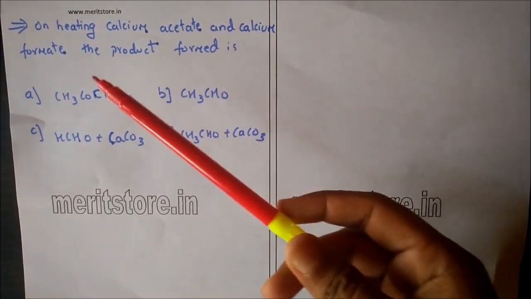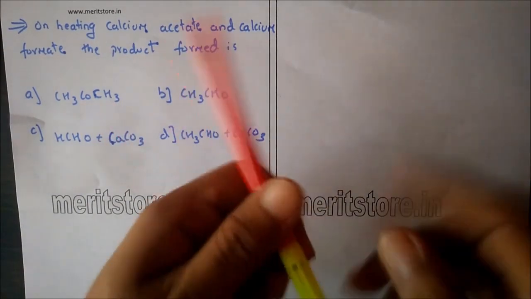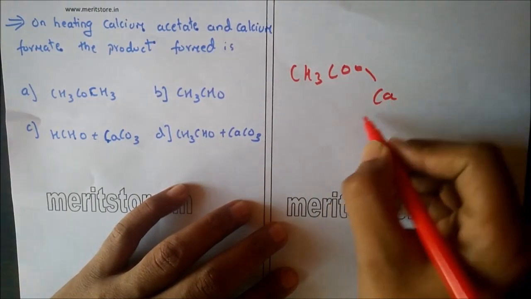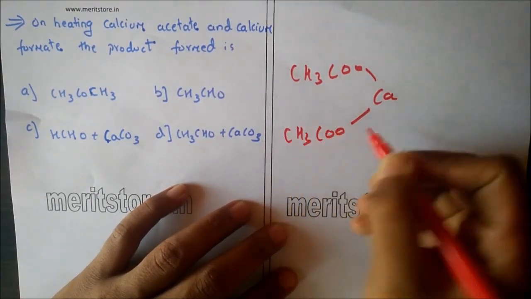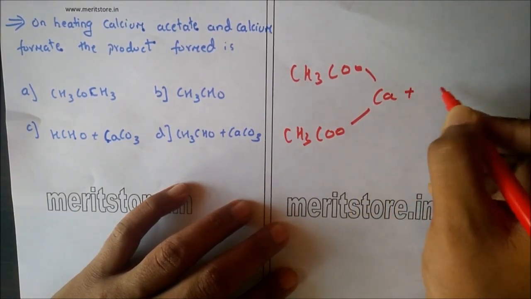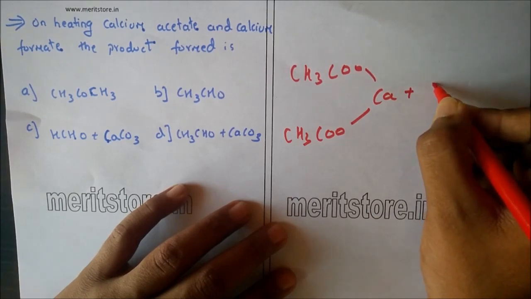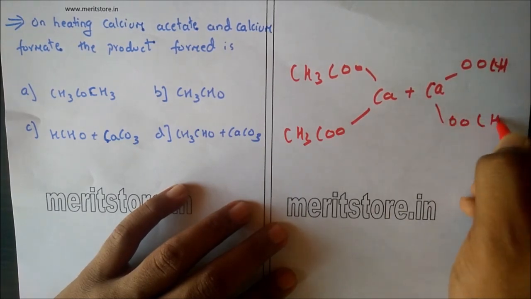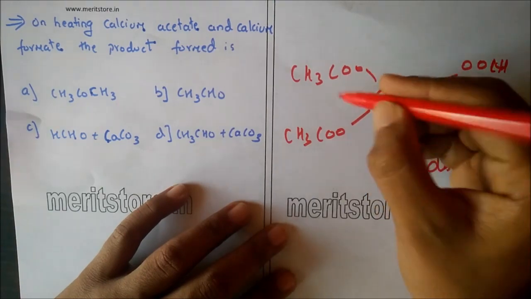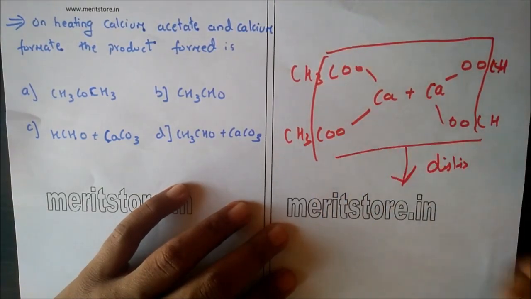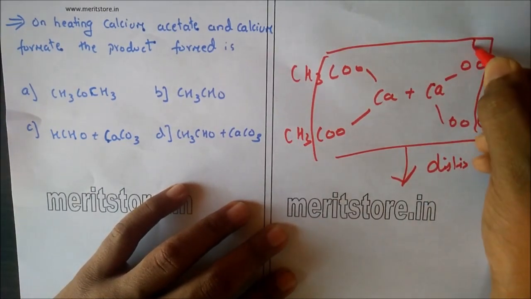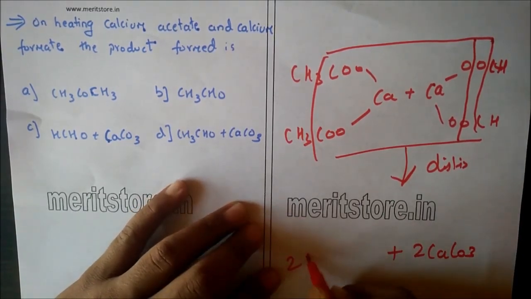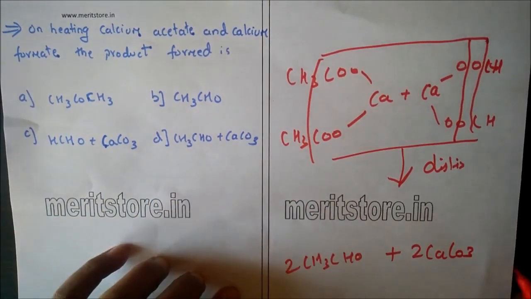Heating calcium acetate and calcium formate, the product formed is, here are the options. Now, calcium acetate (CH3COO)2Ca, on heating with calcium formate, (HCOO)2Ca, on dry distillation, 2CaCO3 will be formed and the rest will be all joined together. So the product will be 2CaCO3 and 2CH3CHO. Therefore, here the correct answer is option B.